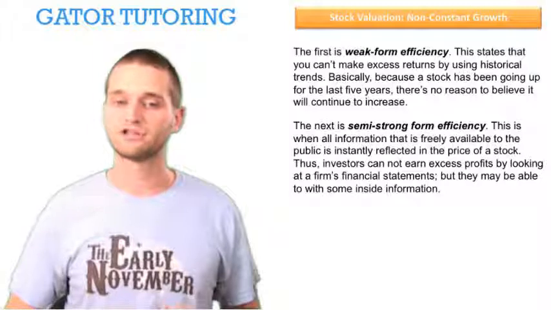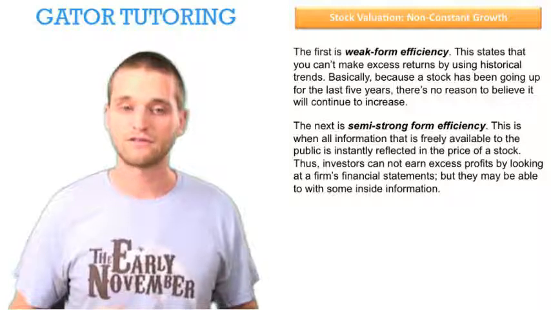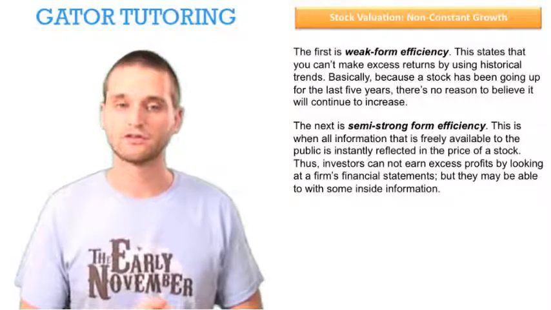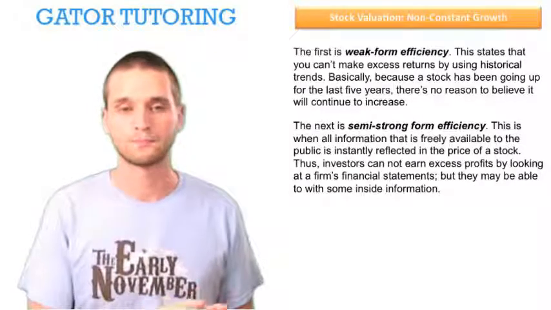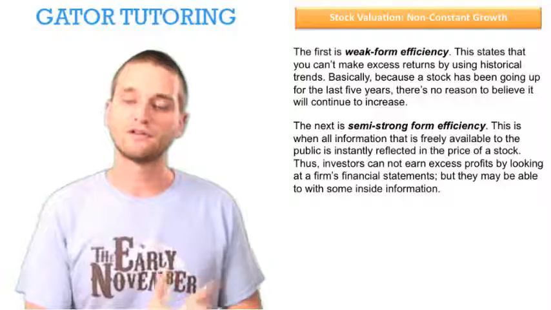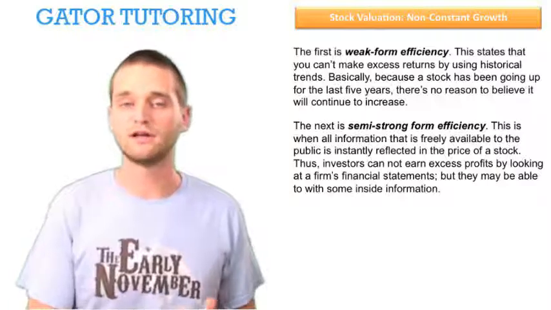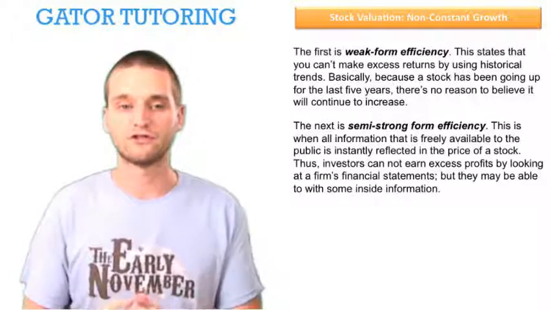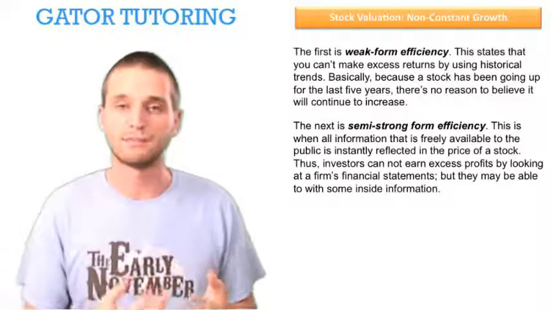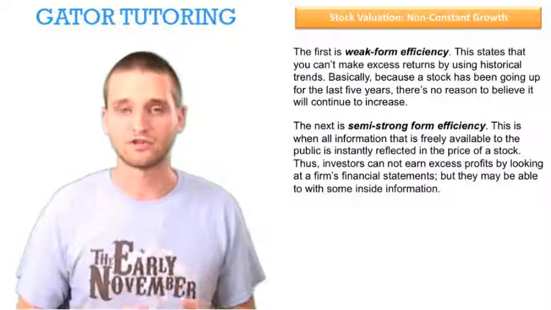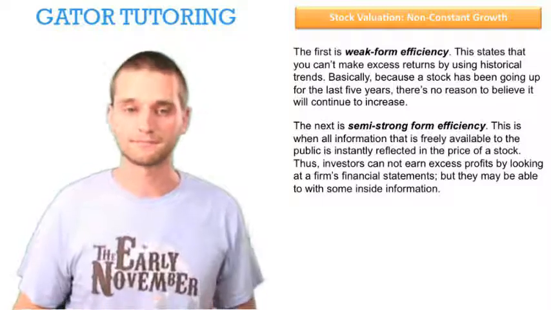This is when all information that is freely available to the public is instantly reflected in the price of the stock. Thus, investors cannot earn excess profits by looking at a firm's financial statements, but they may be able to with some inside information. So this is a little stronger in terms of prices actually being representative of their risk than weak form, but there's still some inefficiencies here. There's still some risk that's not being displayed by the price of the stock because of inside information, because of information that maybe only employees or management or owners of the firm know about.